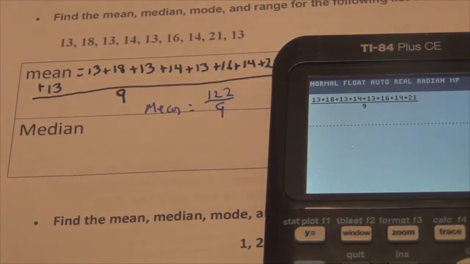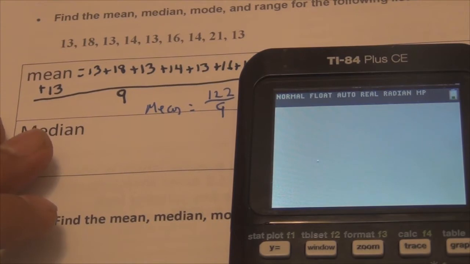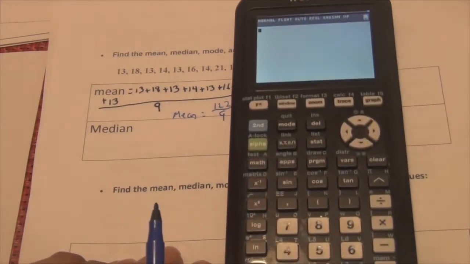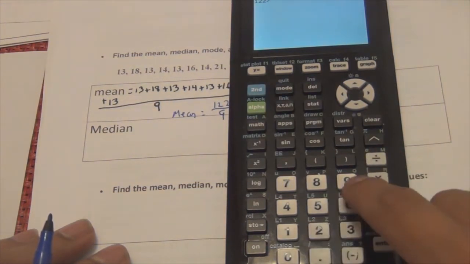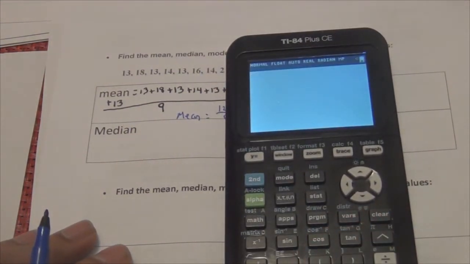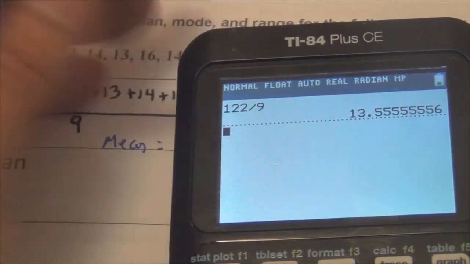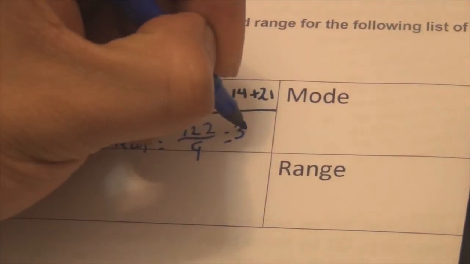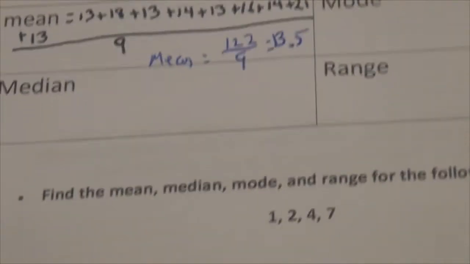But of course, they're not always going to want the answer as a fraction. They might want the answer as a number. So I just gotta do the following: 122 divided, and I'm gonna use the division sign, by 9. And I get my number. So the answer is 13.5. So the mean is 13.5.